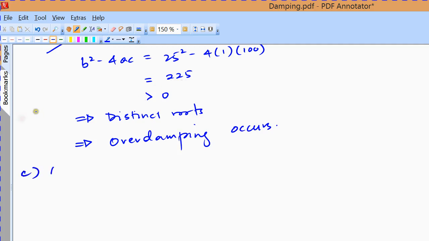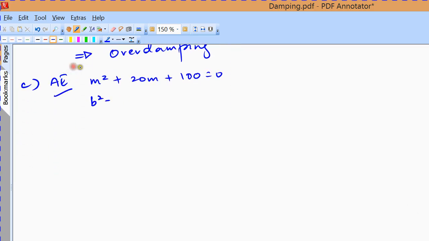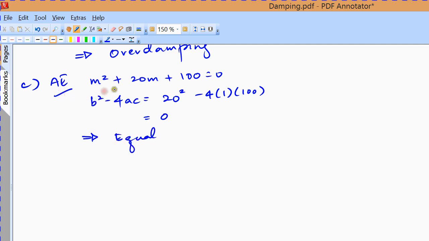Now for question C, β is 20 and so m² + 20m + 100 = 0 is the auxiliary equation, and here b² − 4ac is 20² − 4 times 1 times 100, which is 400 − 400, and this is 0. This means that the quadratic equation has equal roots. Equal roots indicate that the system is critically damped. So critical damping occurs in the third case.